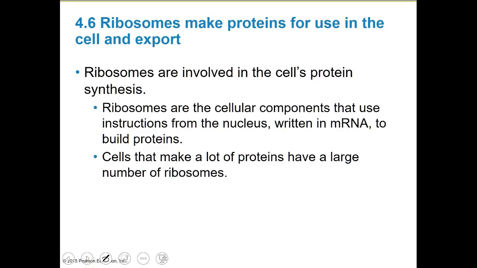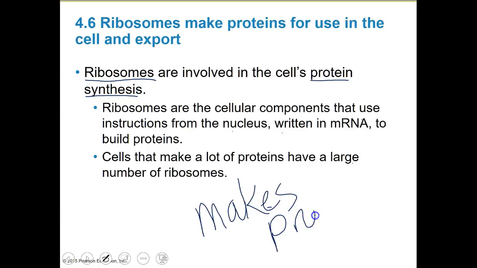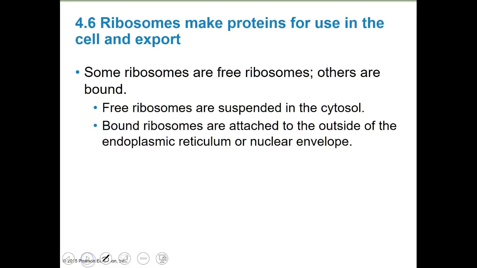Okay, so ribosomes are the next thing that we'll talk about, and they're involved in cells' protein synthesis. So it just makes proteins. Ribosomes are the cellular components that use the instructions of the nucleus, written in mRNA, to build proteins. Cells that have to make a lot of proteins need a large number of ribosomes. So shorthand here, makes proteins. Boom. Can you understand that scribble? Boy, I hope so. Ribosomes are super important, and we're going to talk about them a little bit later.